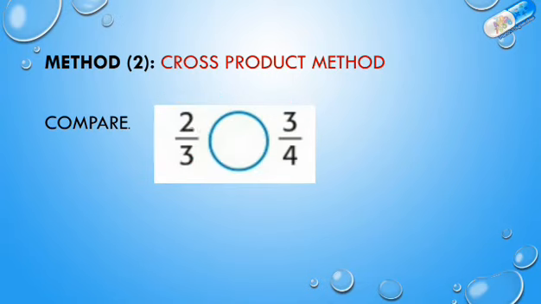Another one, 2 over 3 and 3 over 4. Using the cross product again, I will multiply 3 times 3 and I multiply 2 times 4. So 3 times 3 I'll write here, it's 9, and 4 times 2 is 8. And now you compare 9 and 8, of course, it looks like this. So the answer would be that 3 over 4 is greater than 2 over 3.